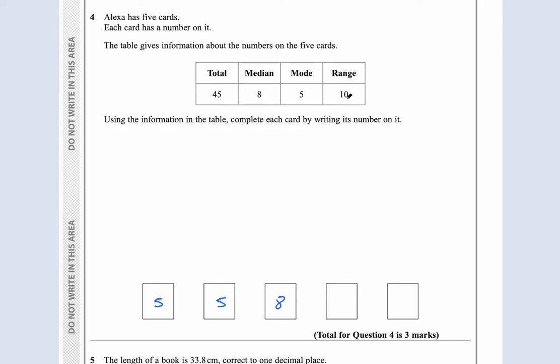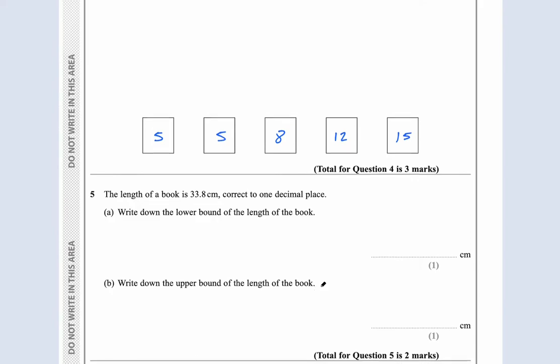The range is 10, which means this one has to be 15. Because biggest minus smallest, 15 minus 5, has to equal 10. That is the range. And then finally, the total is 45, so they all have to add up to 45. So I can just go 15, 20, 25, 33, plus what gives me 45? This has to be 12. Okay, kind of a tricky question, but hopefully that makes sense.